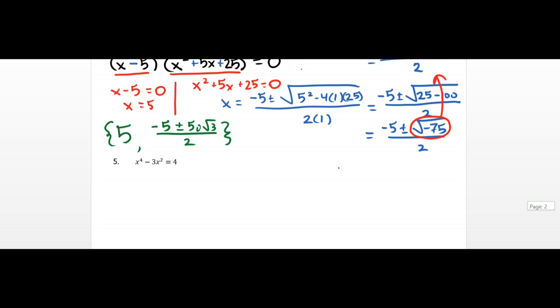It's number 5. Thankfully, you don't have to use quadratic formula at any point for this one right here. We do need to set this equation equal to 0, so I'm going to subtract 4 from both sides. That's going to give me x to the 4th minus 3x squared minus 4. I have a trinomial there, similar to number 1, so I'm going to factor this by finding factors of negative 4 that combine to get negative 3. And those numbers would be negative 4 and positive 1.